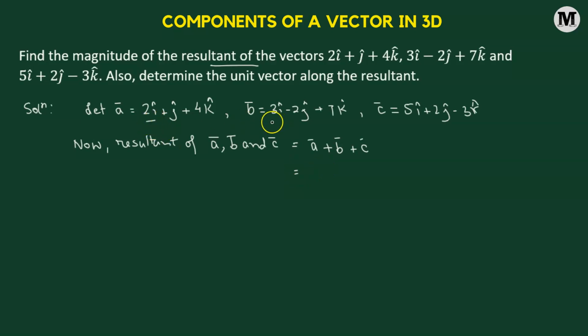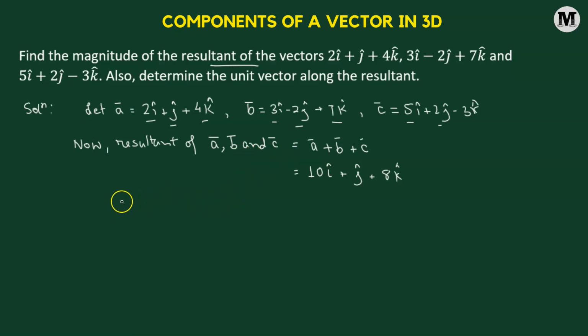So with 2i cap plus 3i cap, 5i cap, again added to another 5i cap gives us 10i cap. And we have positive j cap added to negative 2j cap. So that's negative j cap, added to positive 2j cap, and it makes it plus j cap. Then we have 4k cap plus 7k cap, so that's going to be 11. Now 11 minus 3, that's going to be 8. So we have positive 8k cap. So this is the resultant of the vectors A, B, and C.